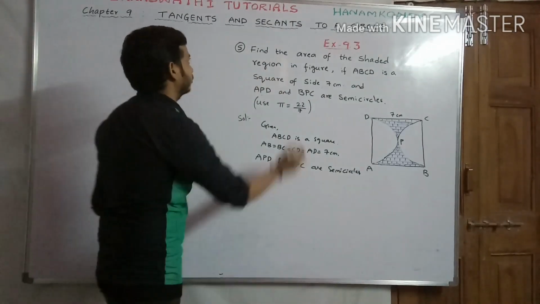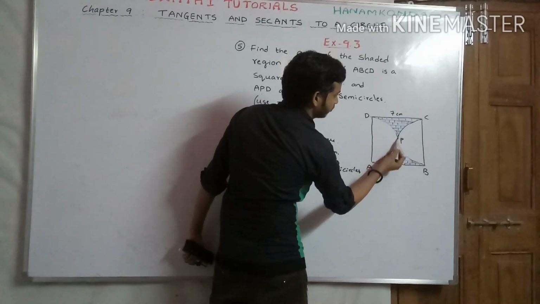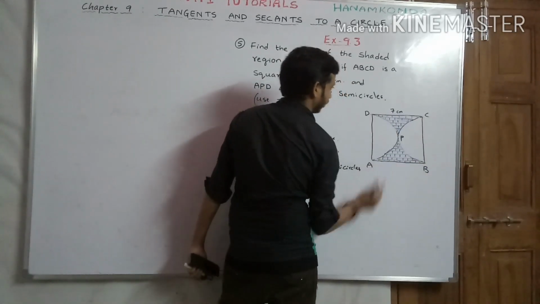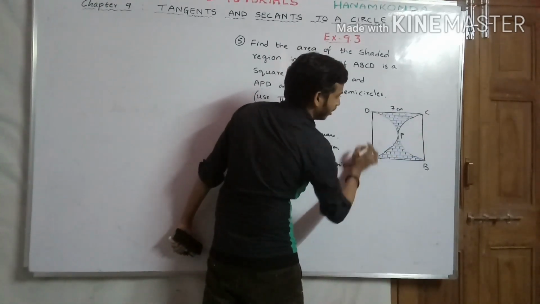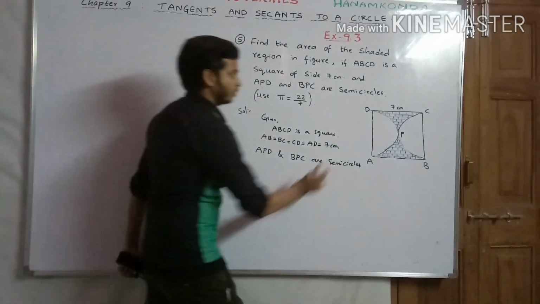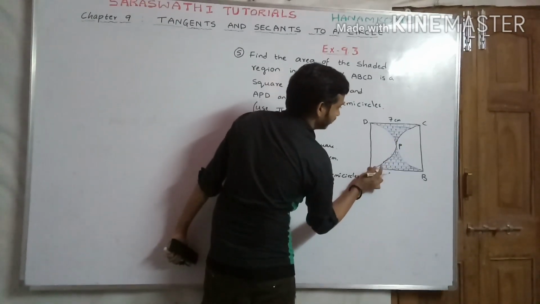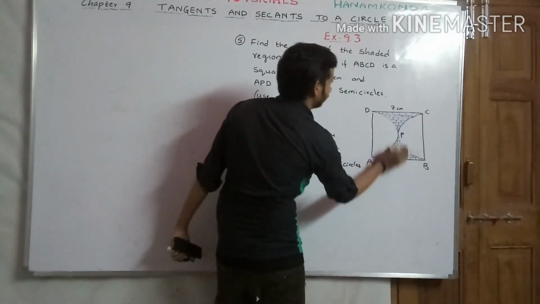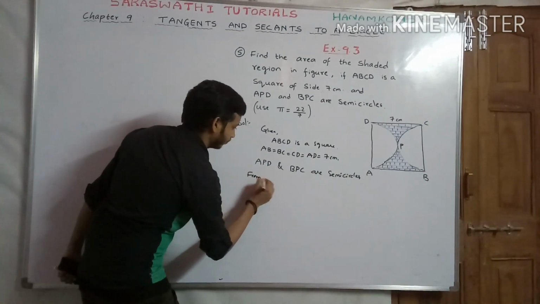It is asked to find the area of the shaded region in the figure. So we have to find the area of this part, the CPD part and the APB part. From the figure, if we subtract the area of these two semicircles from the area of the square, we can obtain the area of this shaded part. That means if we subtract APD and BPC from this square, we get the area of this shaded region.